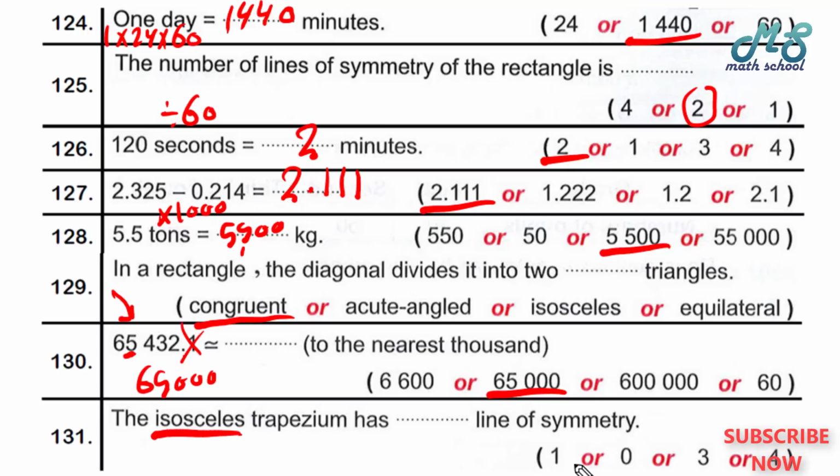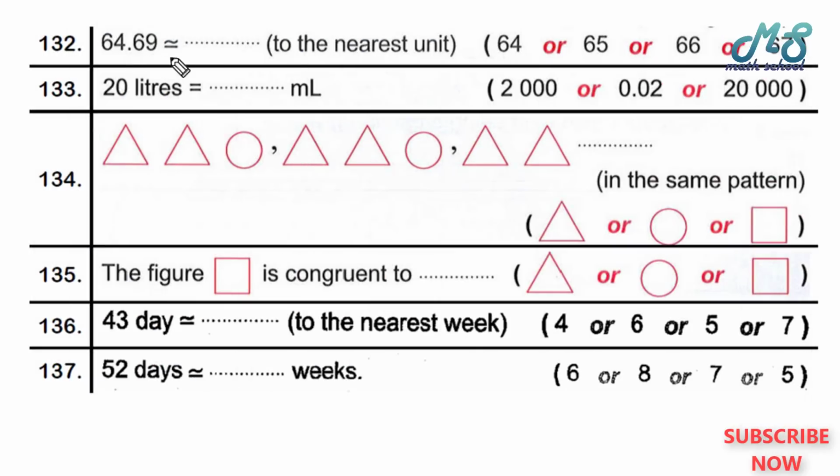as soon as you see the word isosceles, you choose 1 right away, whether isosceles trapezoid or isosceles triangle, it has one line of symmetry. Take 64.69 to the nearest unit. To the nearest unit, so your eye is on the ones, the whole number. The tenth in it is 6. So just add 1 to 4 to be 5. So we get 65. So the correct answer is 65.